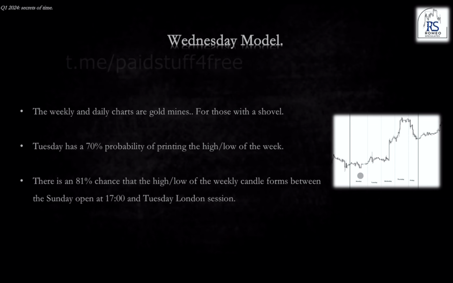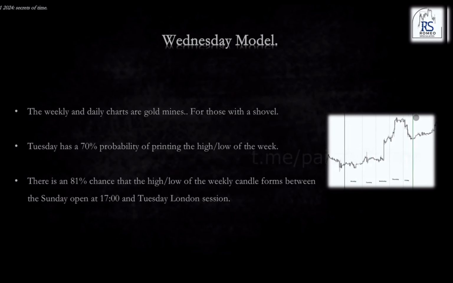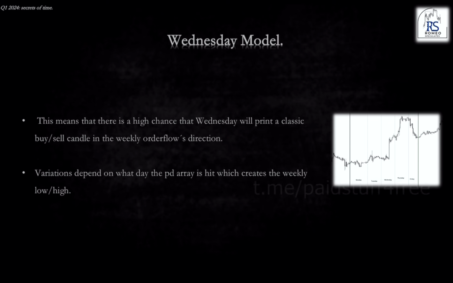In this case, I had alerted you, pretty much free money if you're focused, that this is the low of the week on Euro. Monday, Tuesday, Wednesday mark the low of the week, and Thursday, Friday mark the opposing end of the range. Now, taking into consideration the two previous data points, this means that there's a high chance that Wednesday will print a classic buy/sell candle in the weekly and daily order flow's direction. It's not a guarantee. And when I say buy and sell candle, I say it loosely, because for me, as long as I can buy below the open and sell at the open, that is a success.